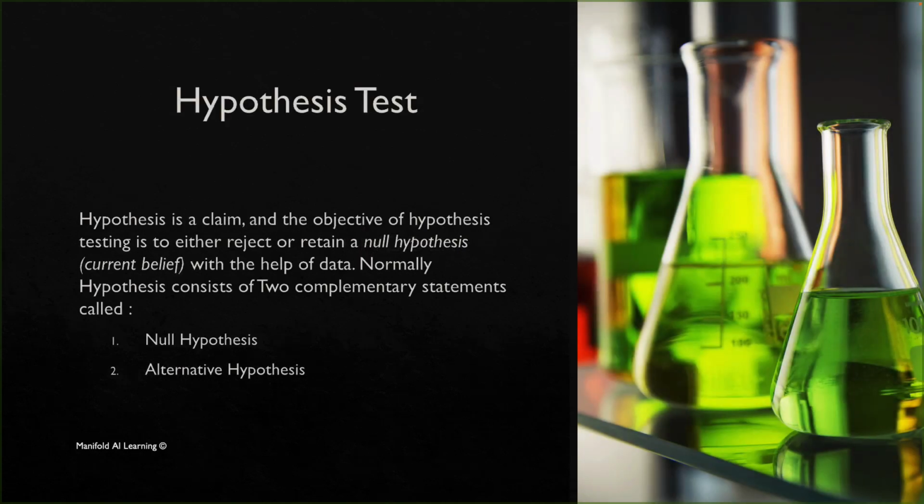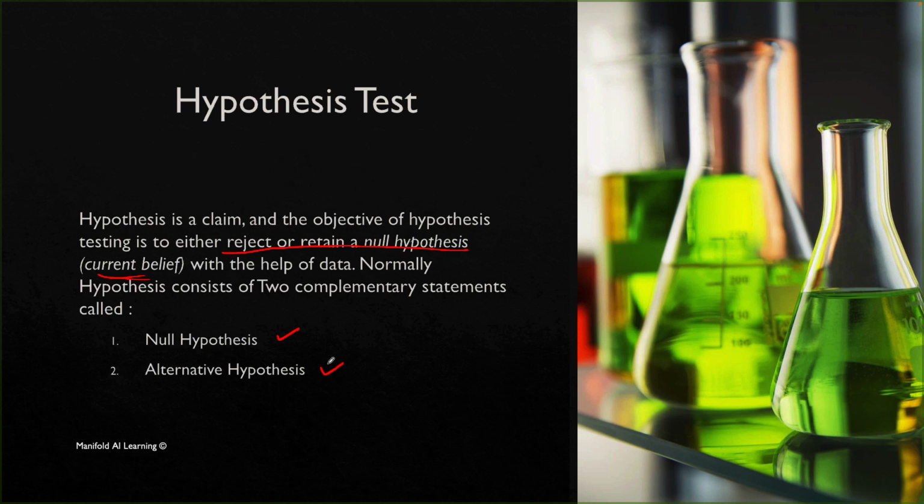Now, when I say hypothesis, hypothesis is nothing but a claim. It's a claim which is also known as a current belief. Here the overall objective of the hypothesis test is to either reject or retain my null hypothesis, which is my current belief, and we do it with the help of the data. Normally, this hypothesis consists of two complementary statements. One is a null hypothesis and the other statement is called the alternate hypothesis.